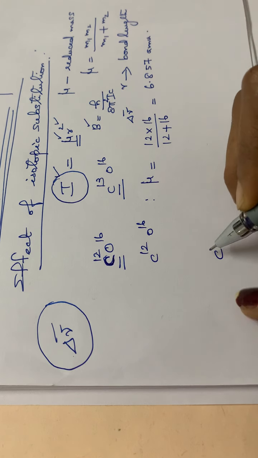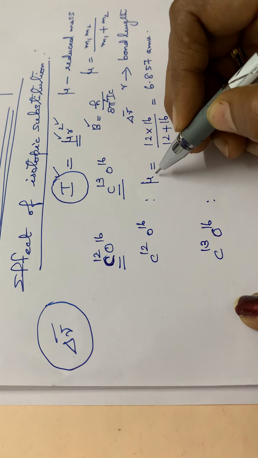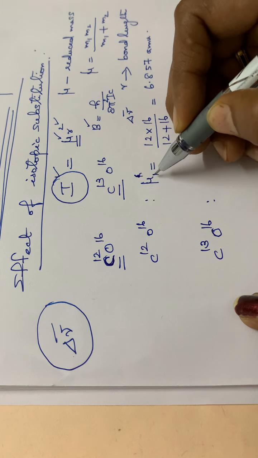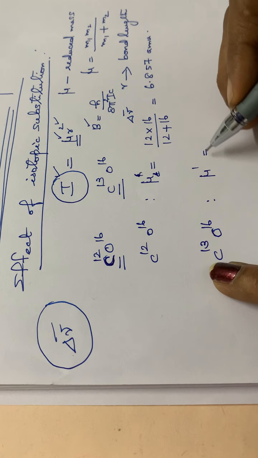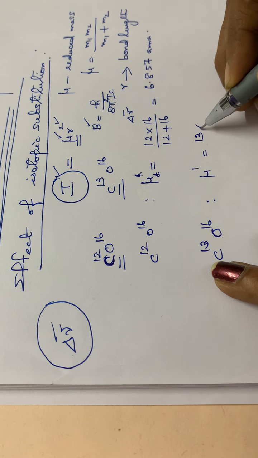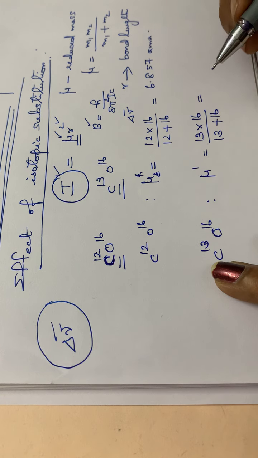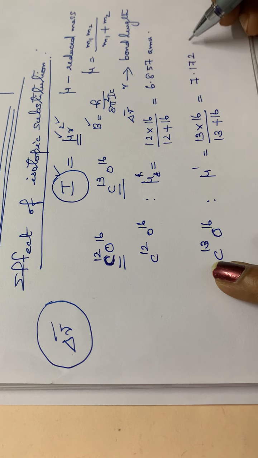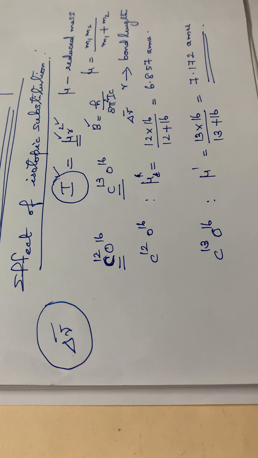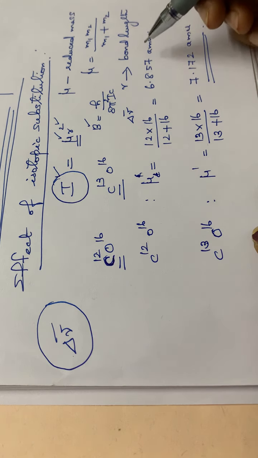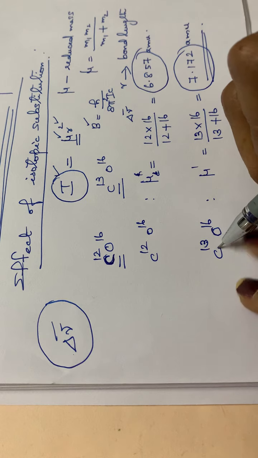Then the next one, when it is substituted by the isotope C13. Let the first be mu, and the second one be mu dash. Here m1 will be equal to 13, so mu dash equals 13 into 16 divided by 13 plus 16. The value is around 7.172 AMU. See, here there is a slight difference in the reduced masses of these two molecules, for carbon 12 as well as carbon 13.